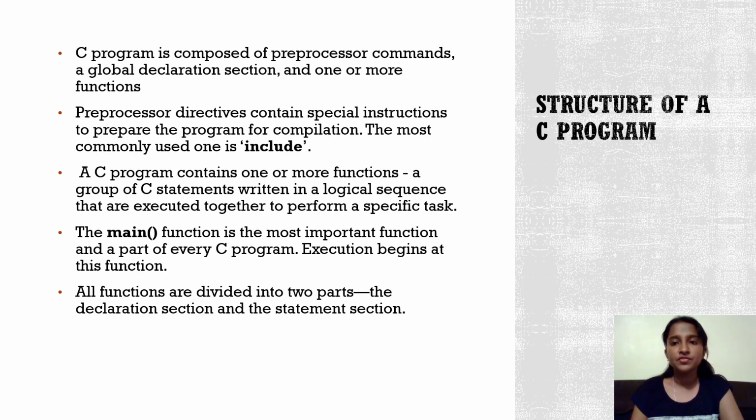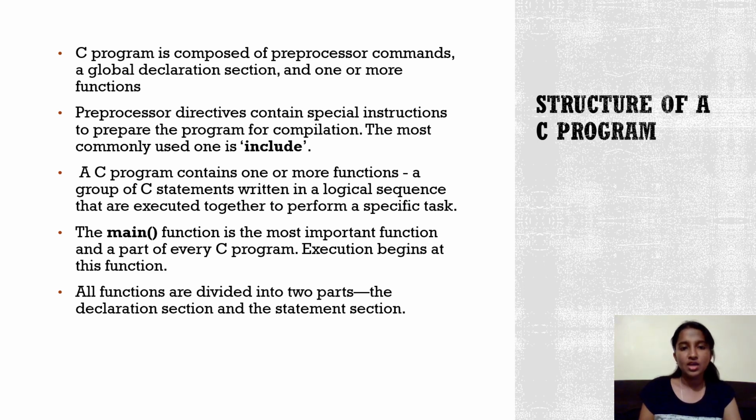Okay, the structure of C programming language. A C program is composed of preprocessor commands, a global declaration section, and one or more functions. Preprocessor directives contain special instructions to prepare the program for compilation. The most commonly used one is include. A C program contains one or more functions, a group of C statements written in a logical sequence that are executed together to perform a specific task. The main function is the most important function and a part of every C program. Execution begins at this function.